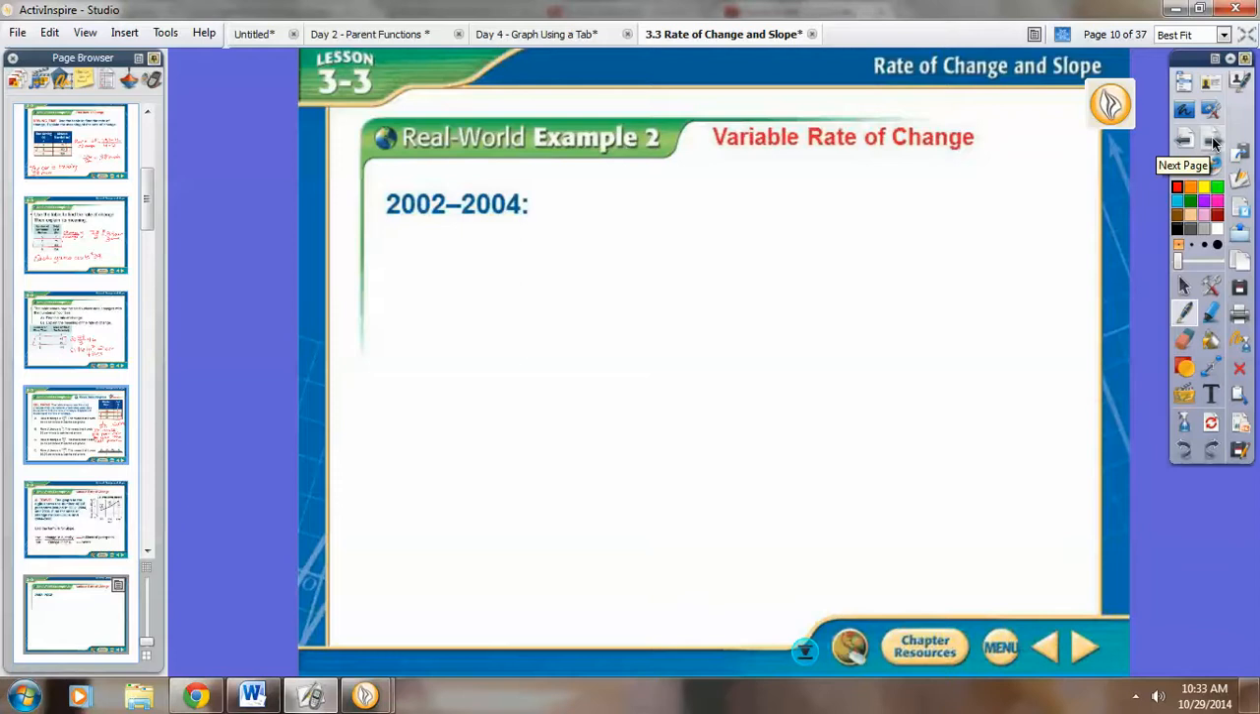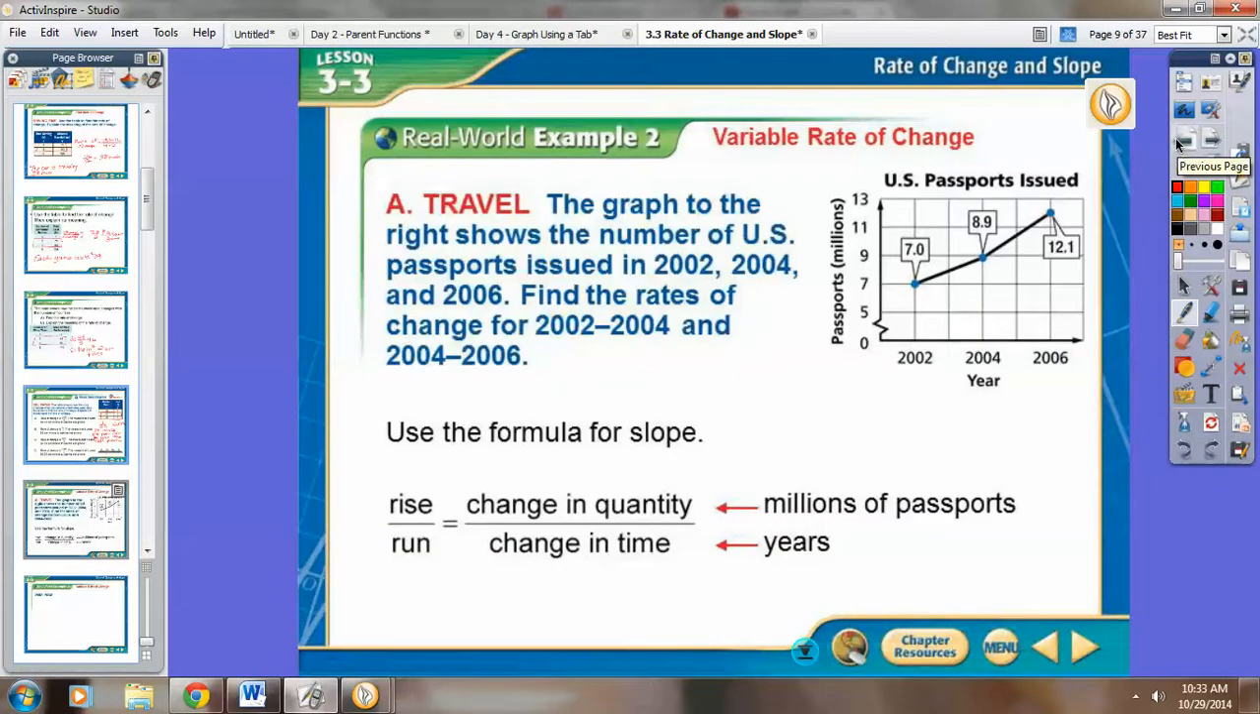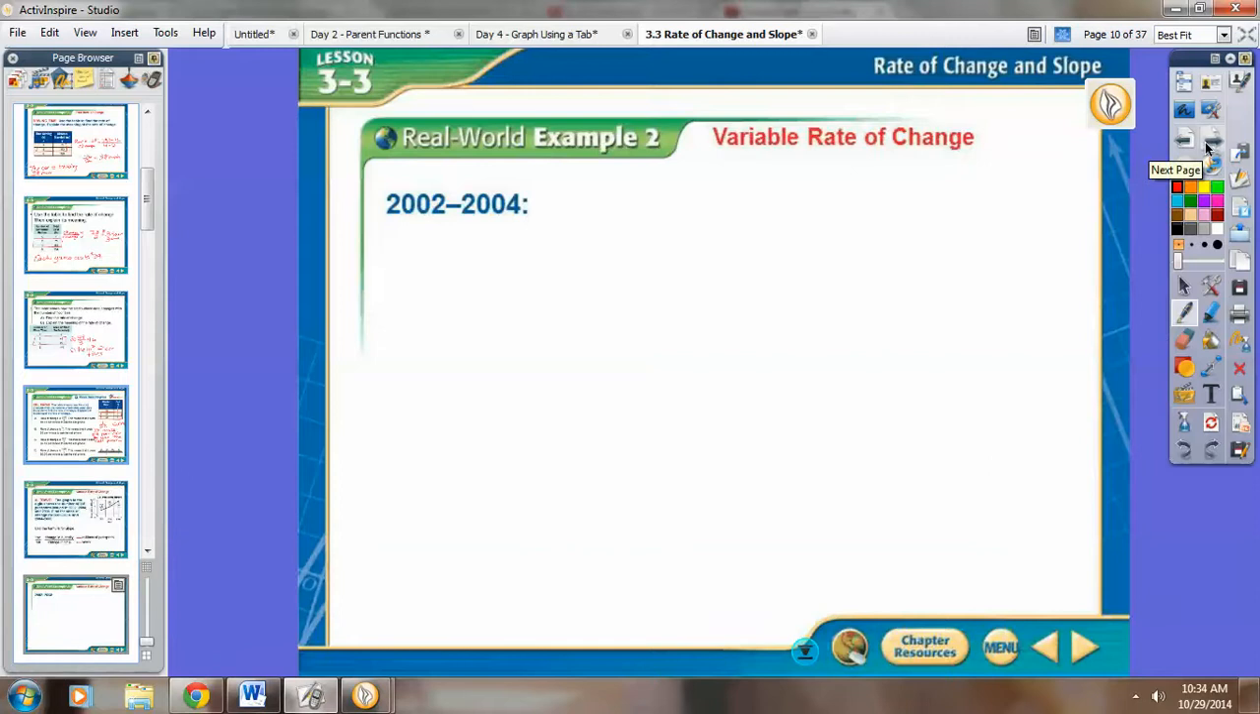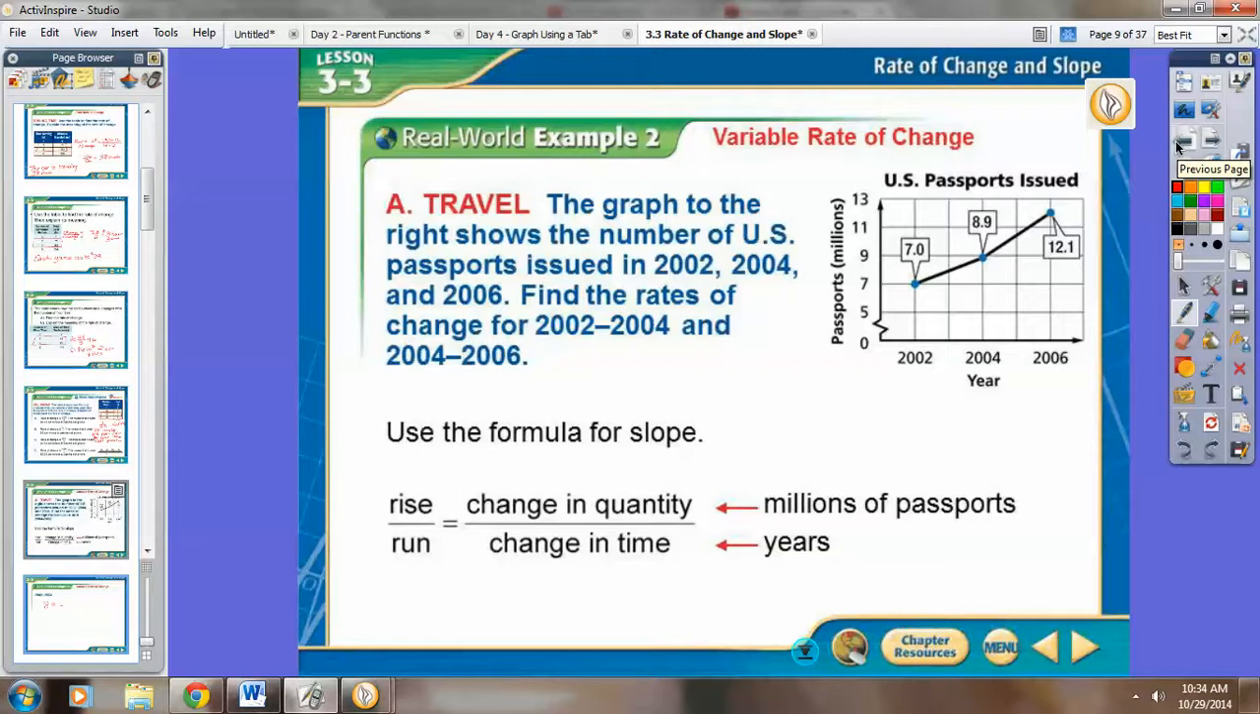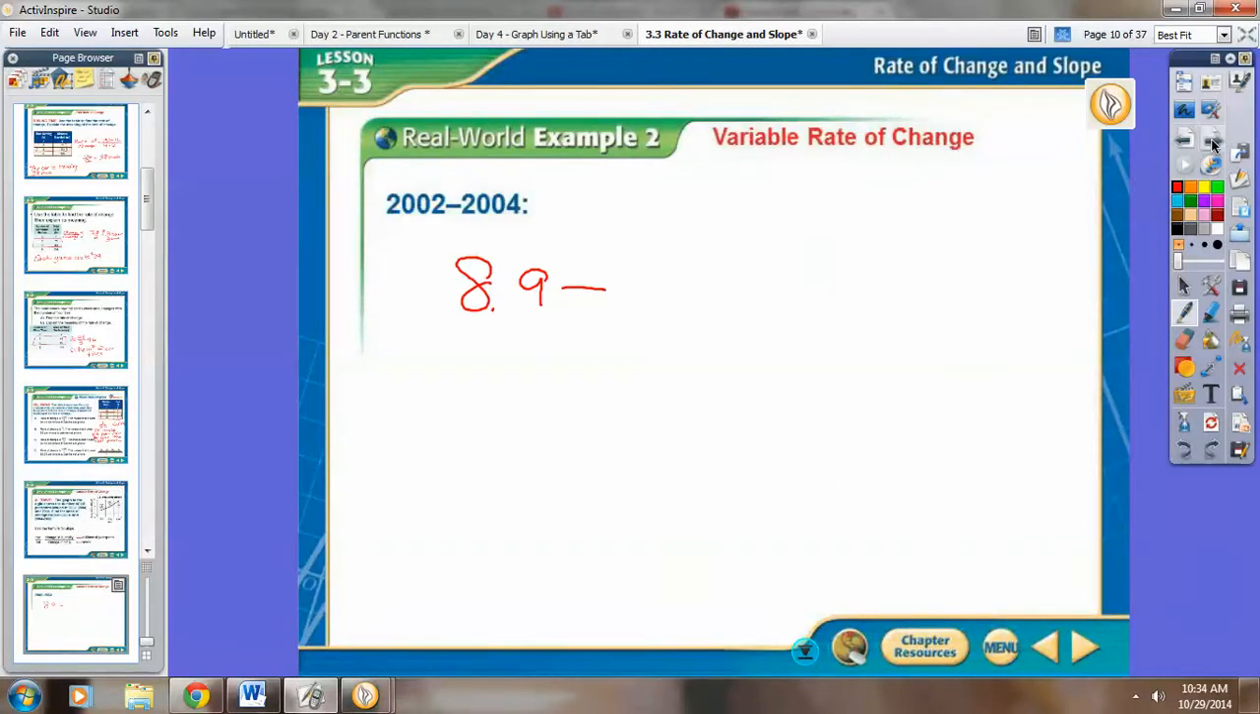Let's start with 2002 to 2004. What is the y value for the year 2004? Look at your graph. 2004, what is the y value? 8.9. So we have 8.9 minus, what is the y value for 2002? 7.0 or 7. You always use the second number you pick.